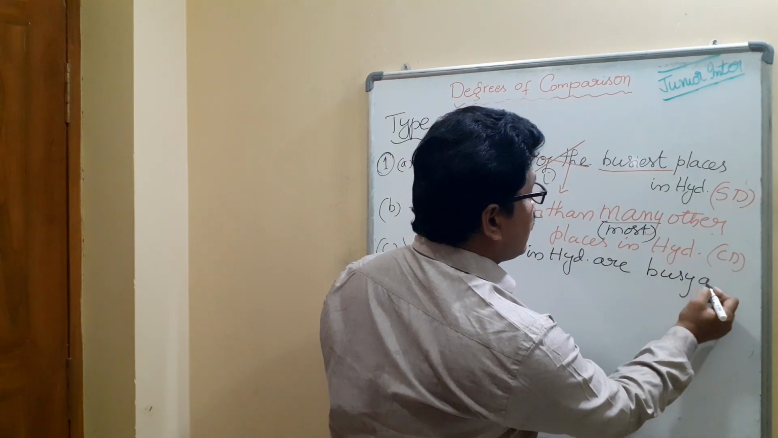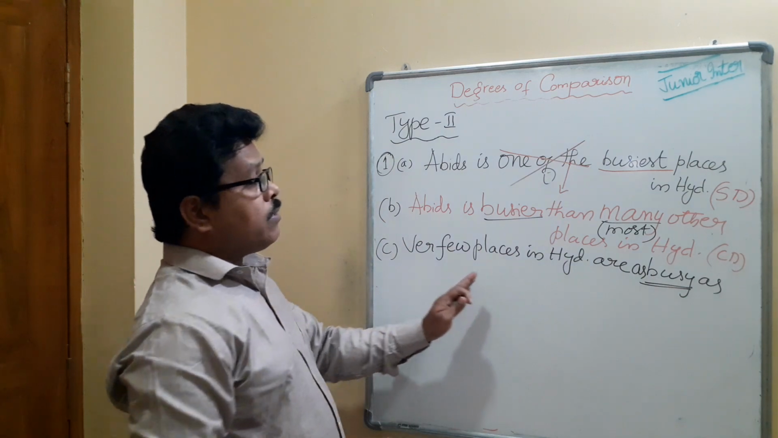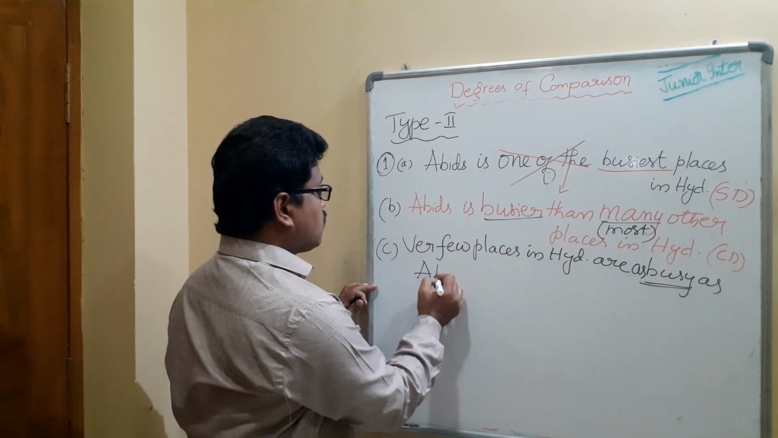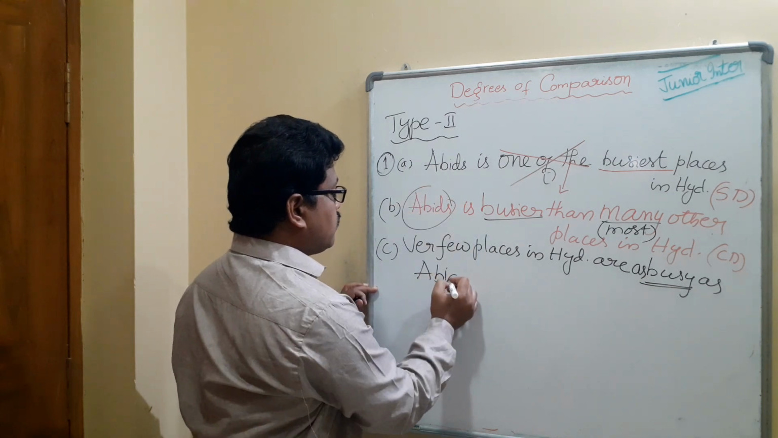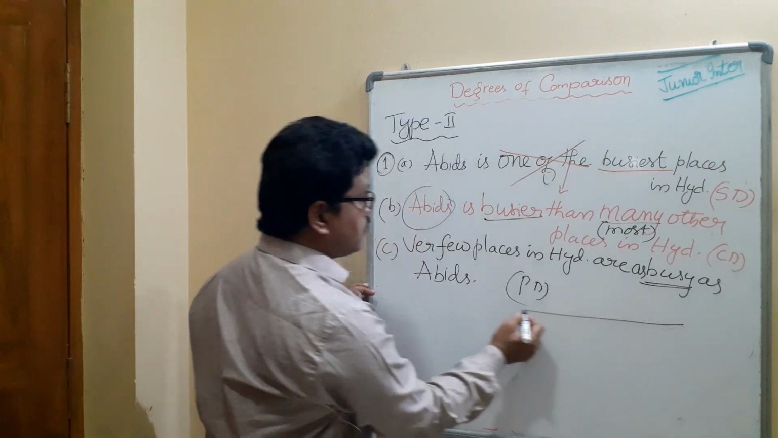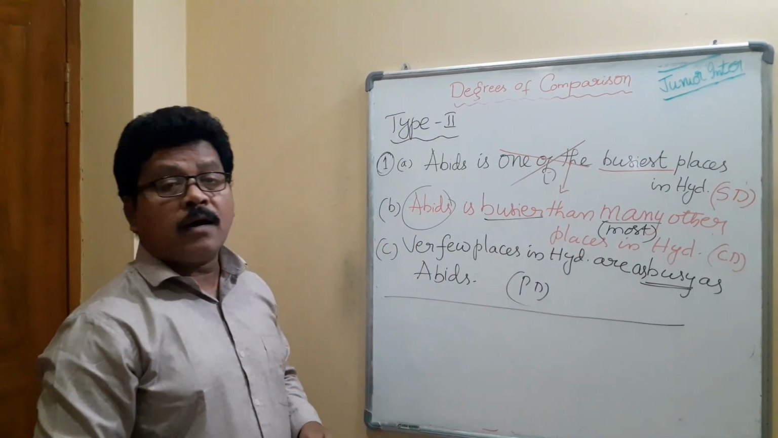Right side one as, left side one as busy as. Very few places in Hyderabad are as busy as Abbots. We are talking about Abbots. That should come here. This is called positive degree. Okay, very few places in Hyderabad are as busy as Abbots.